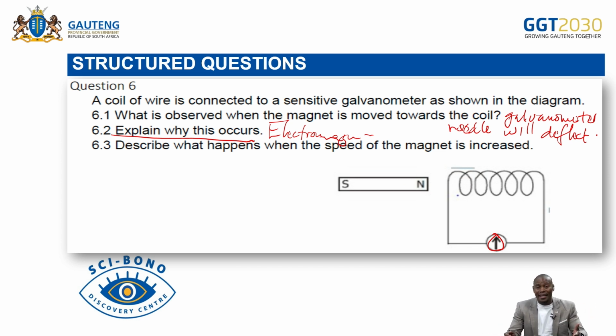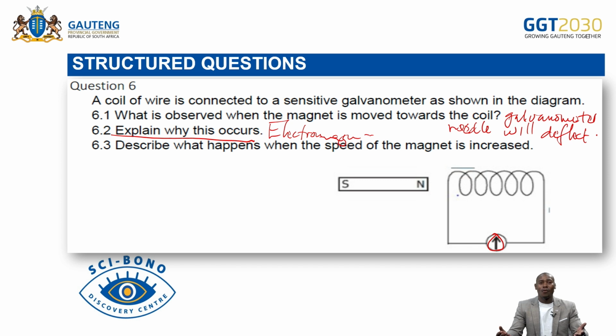According to Faraday, as long as there is changing magnetic flux, as long as there is changing magnetic field, current will be induced in what? In a coil. So they explain why this happens. Explain why the galvanometer needle deflects. It deflects because there is a change in magnetic field. And if there is a change in magnetic field, current will be induced in a coil. That is electromagnetic induction.